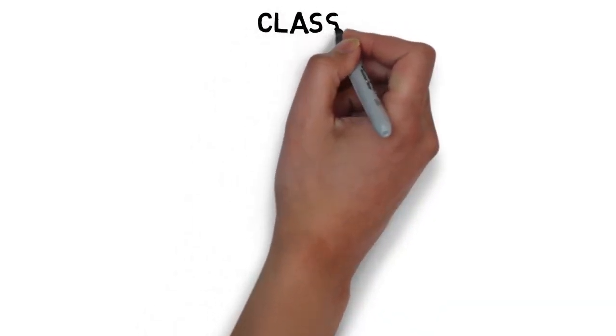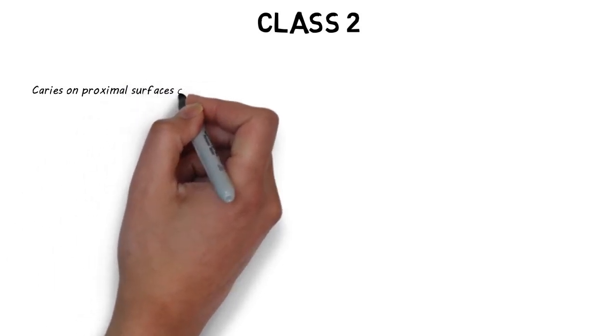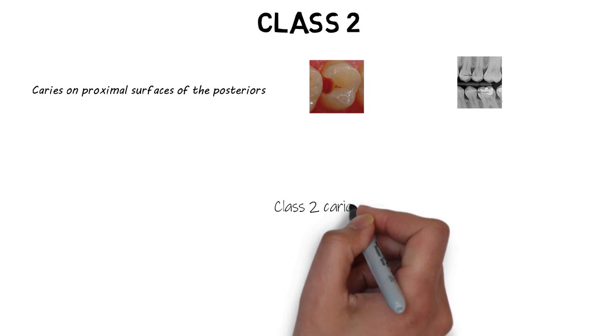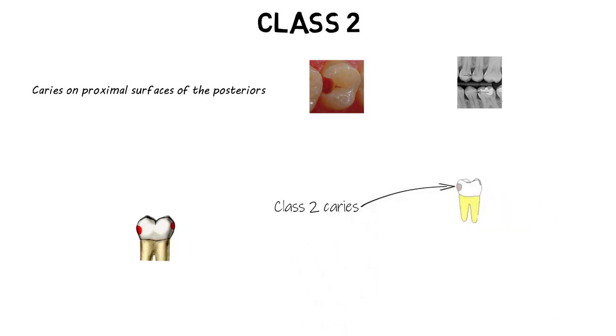Now on to class 2. So class 2 basically includes the caries that occur on the proximal surfaces of the posterior teeth. So any carious lesion occurring on either the mesial or the distal surface of any of the posterior teeth is included in the class 2 lesions.